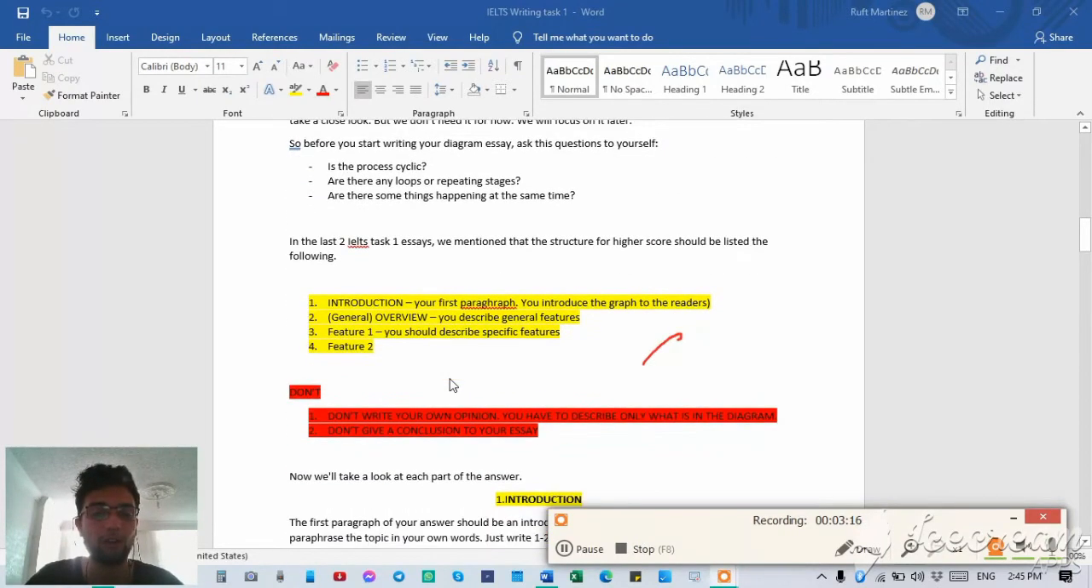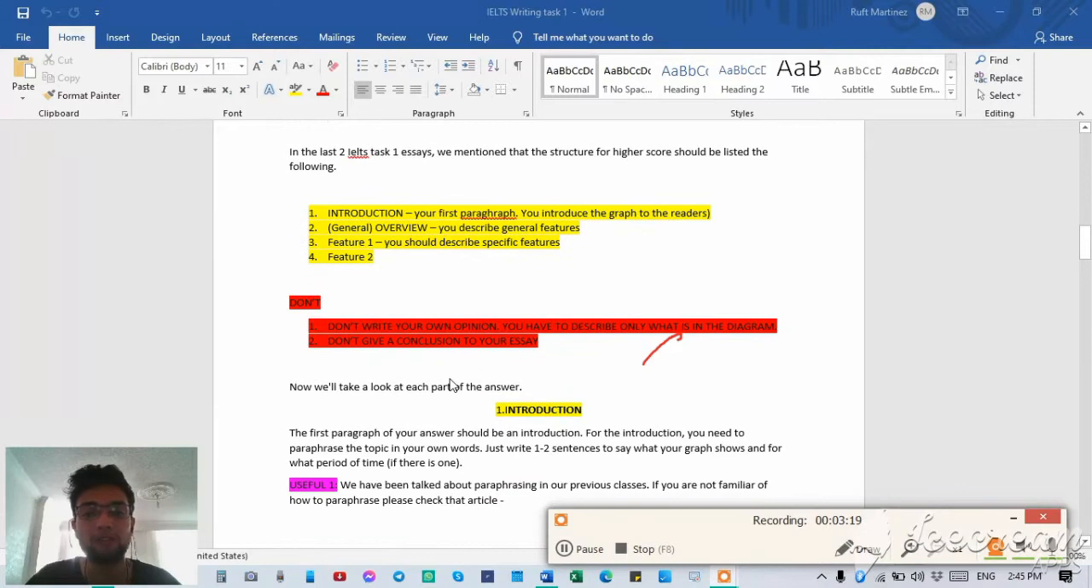Okay, so in the last two IELTS Task 1 essays, we mentioned the structure for a higher score, Band 7, Band 8, Band 9. The structure of the essay should be like this: introduction, overview, features, and specific features. So feature 1, feature 2, feature 3. Features means paragraphs. Okay, so the introduction, as we said before, is your first paragraph, and in it you introduce the topic to the readers, which means that you paraphrase your question.